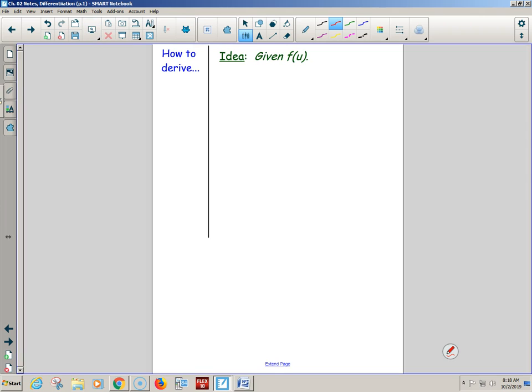Okay, so, given f of u. Let's see. Our goal in all of these is to get a dy dx. Okay? That's our goal. At the end of the day, what we want is a dy dx equals. Our goal is a dy dx equals. But did you guys realize that just a second ago, we didn't have y equals f of x.